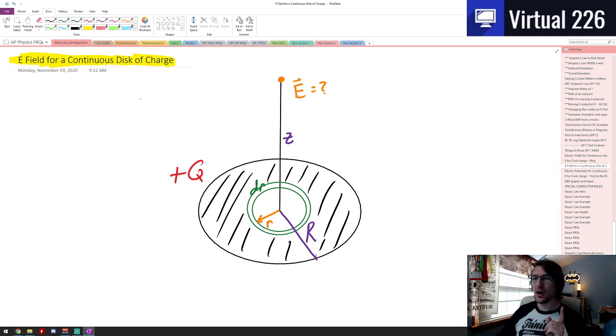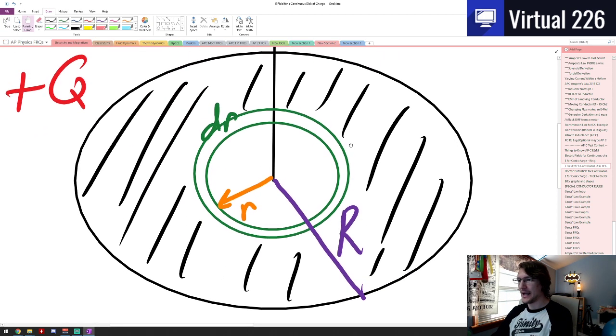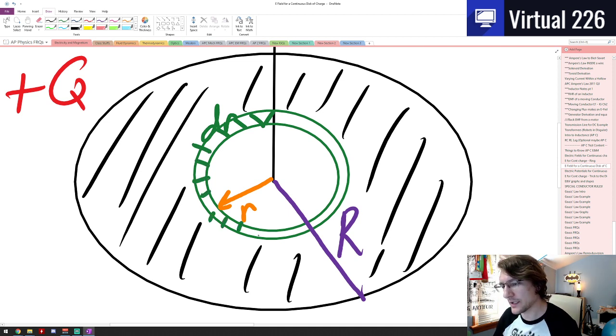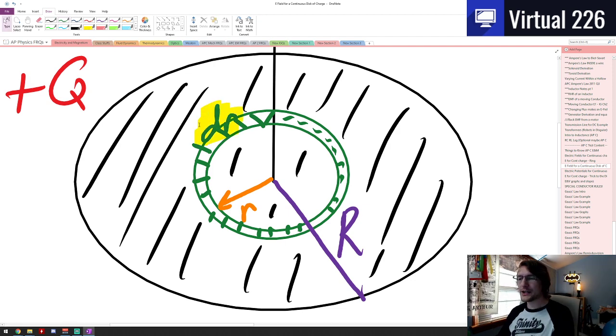And the reason being is all a continuous disk is a series of rings added together. So if we zoom in on the disk right here, we'll see that we have the disk, and I have here a very thin ring right here in green. Now this ring is some distance little r from the center, from that z-axis, and it has a tiny infinitesimal thickness given by dr.